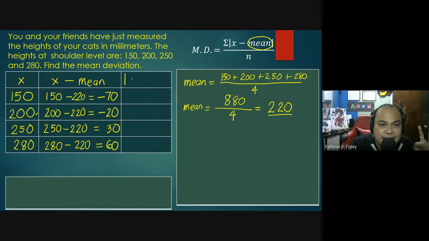You get the absolute value of the difference. When I say absolute value, it's always positive. What is the absolute value of negative 70? So for these results in the second column, we will be getting the absolute value. So what is the absolute value of negative 70?